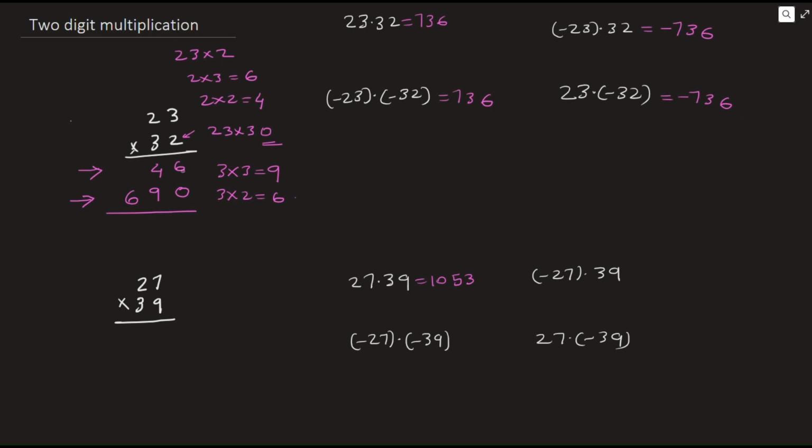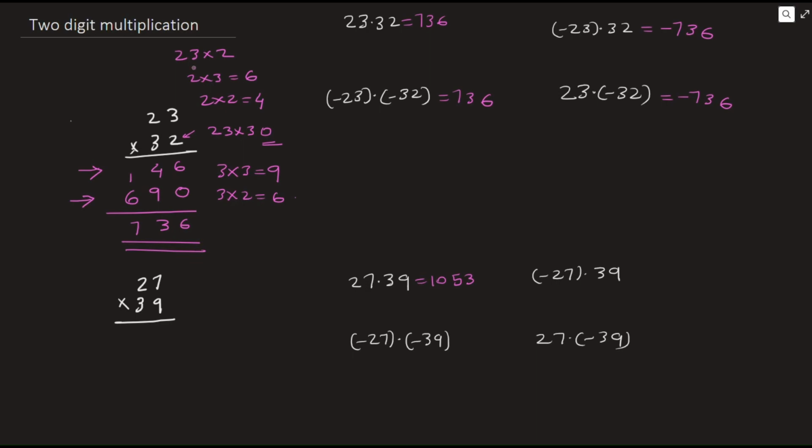I add these two, starting with the units place. 6 plus 0 equals 6. 4 plus 9 equals 13. So 3 comes at the tens place and 1 is carried over to the hundreds. And 1 plus 6 equals 7. So the answer is 736.